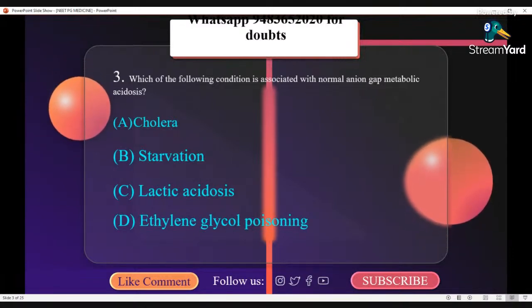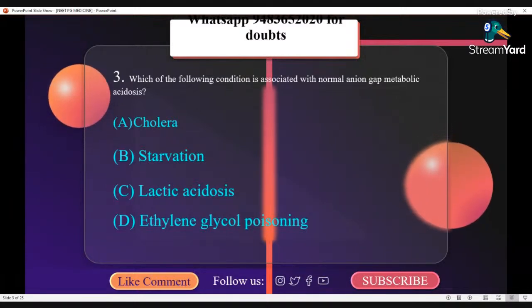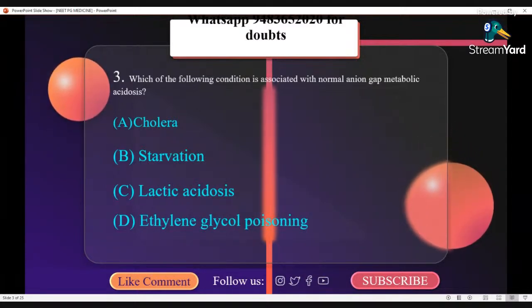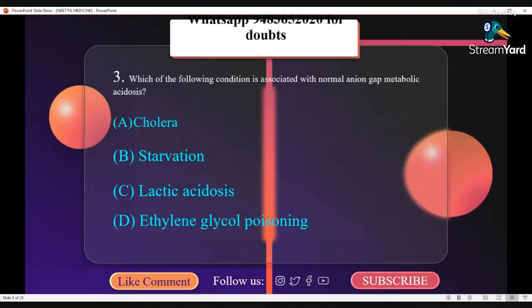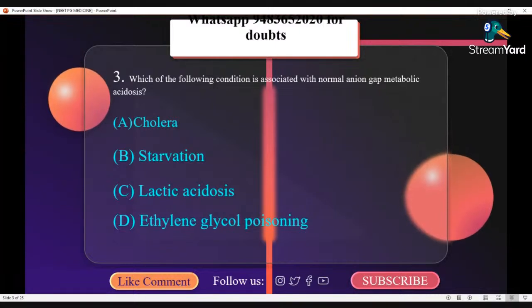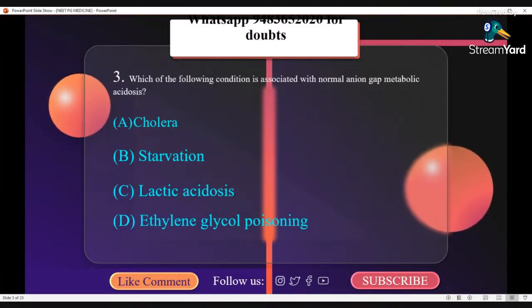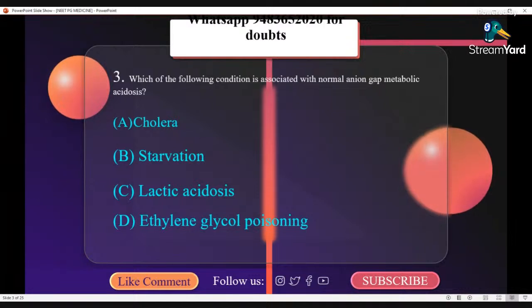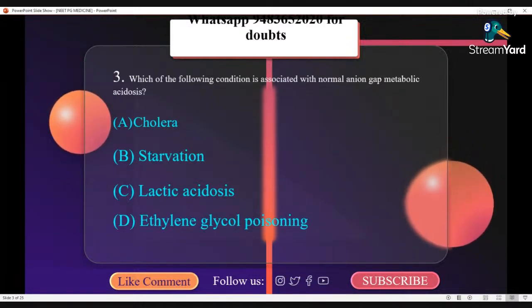A normal anion gap metabolic acidosis is caused by loss of bicarbonate ion. There is a loss of bicarbonate with a reciprocal increase in chloride concentration. This is also known as hyperchloremic acidosis. Normal anion gap metabolic acidosis is also known as hyperchloremic acidosis.